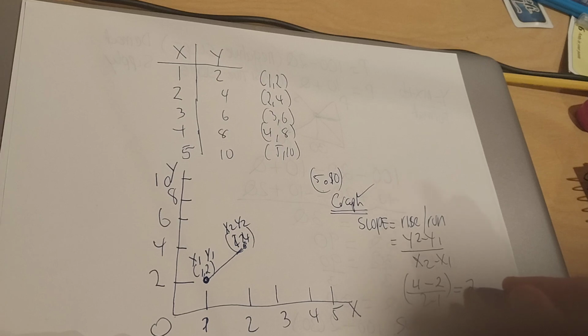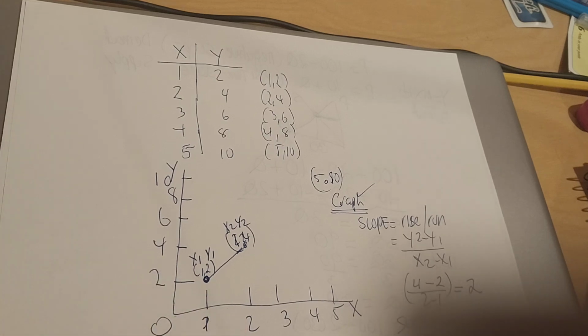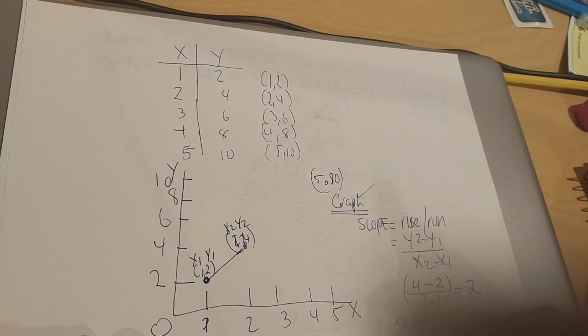And this slope is positive. How do you know that? Because there is no negative sign beside that, which tells us that the slope is positive.